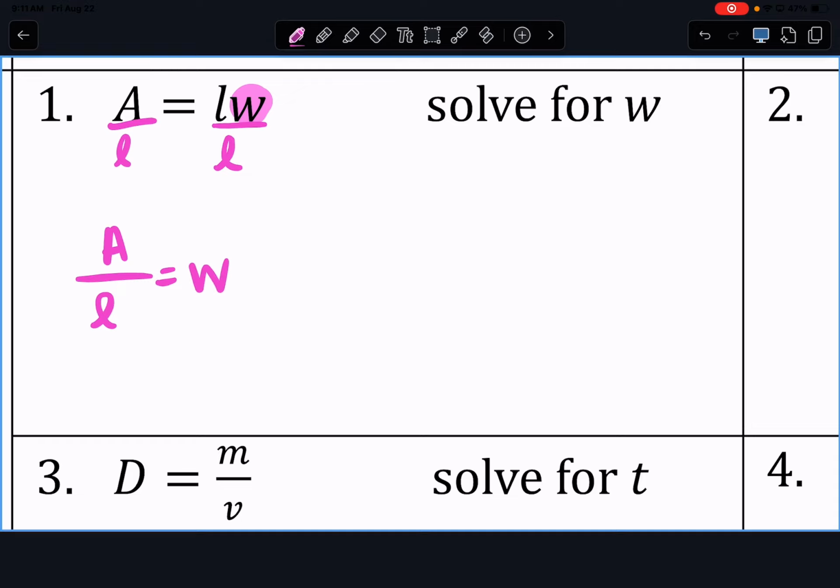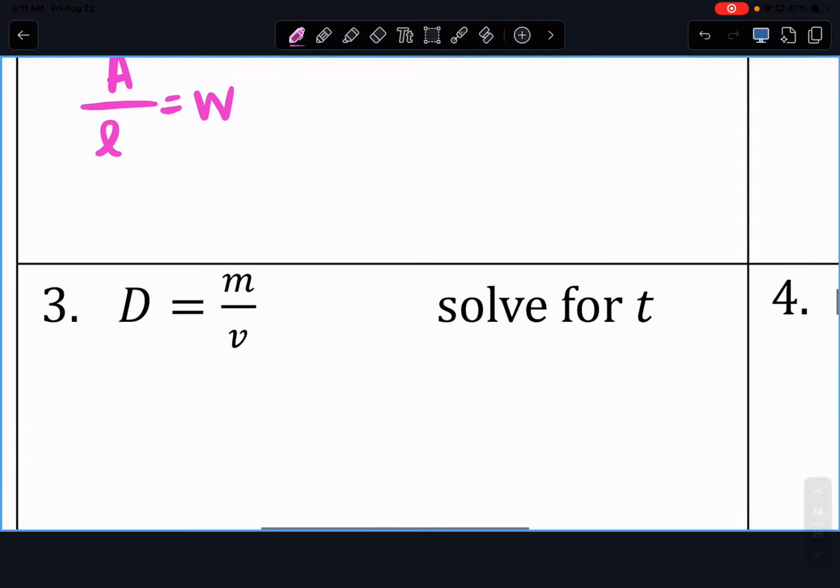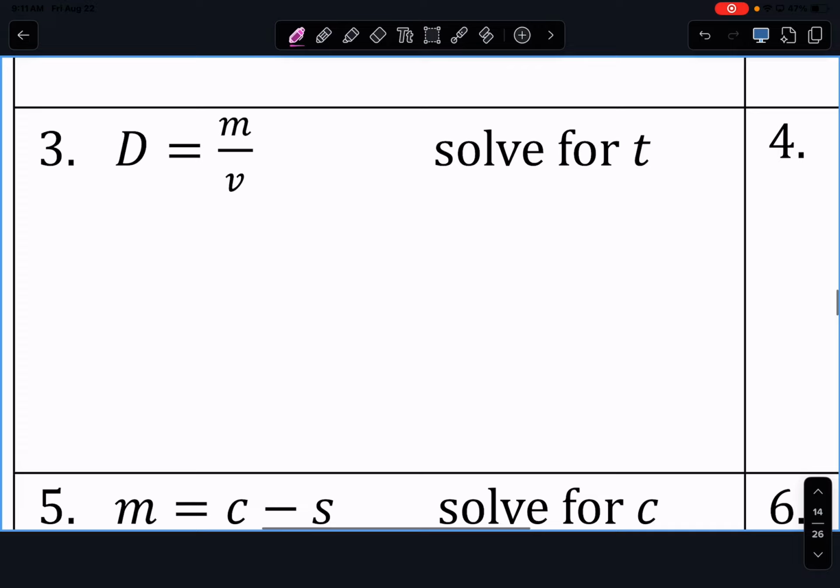And then we're going to go through the odds. So let's look at 3. This is supposed to be solved for M. So that's what we're looking at. How do I solve that for M? Multiply both sides by what? So we get D times V equals M.